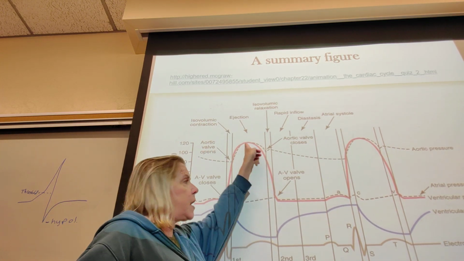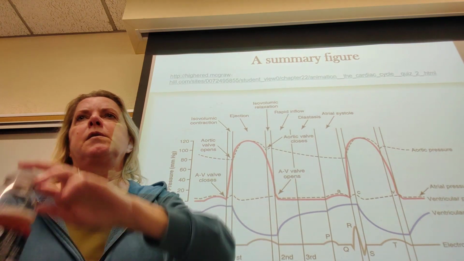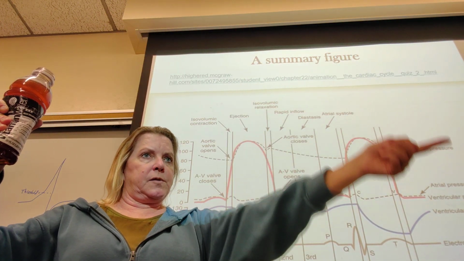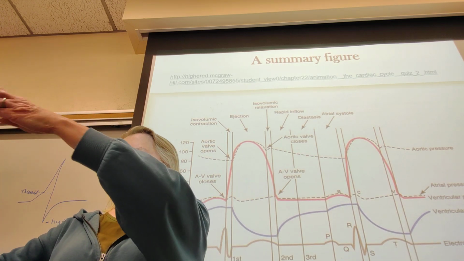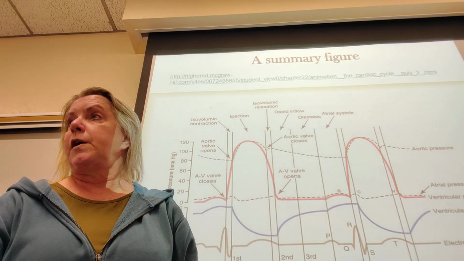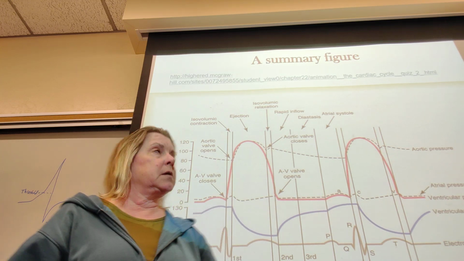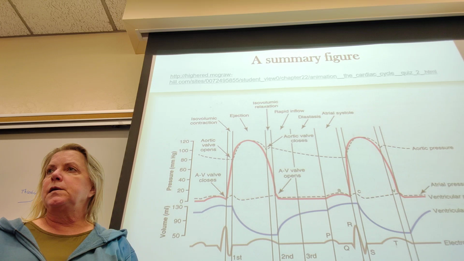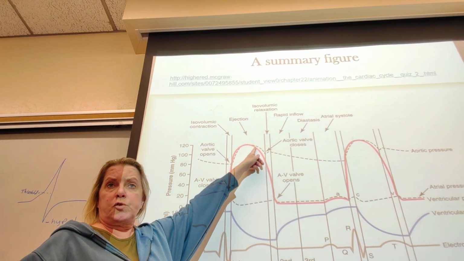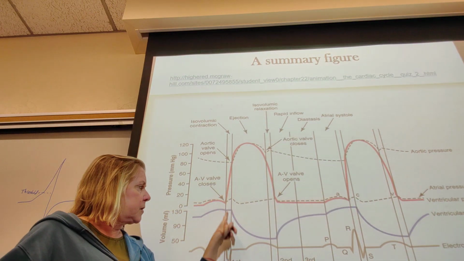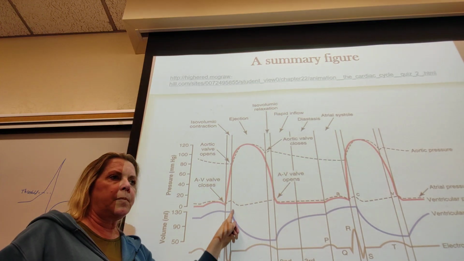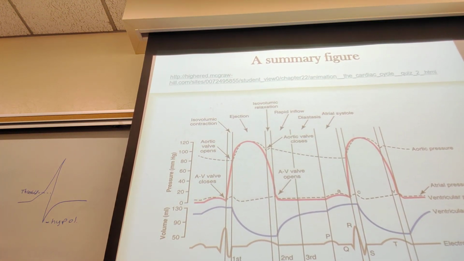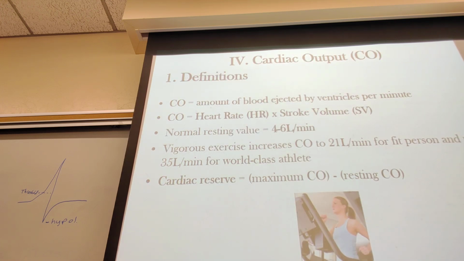If pressure goes up, volume would go down, wouldn't it? Pressure and volume are inversely related. If the ventricles are contracting at their maximum force, that's when your stroke volume is happening. That's where you're getting ejection of blood.